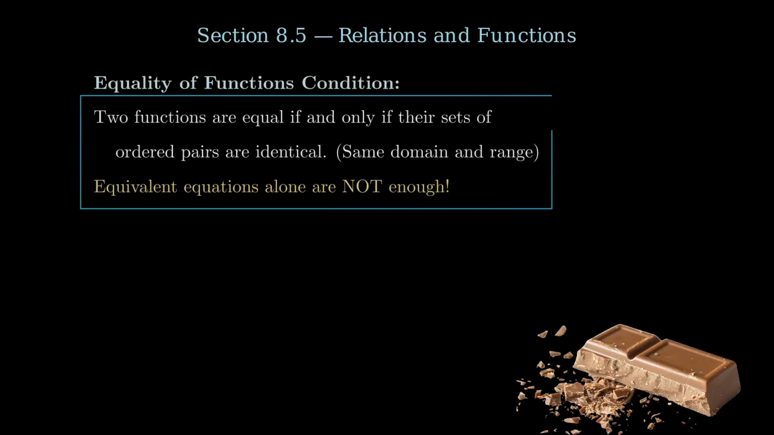Let's learn about the equality of functions. A function f is equal to another function g if and only if their sets of ordered pairs are completely identical. This means it is not enough for their equations to be equivalent. They must also share the exact same domain and range.